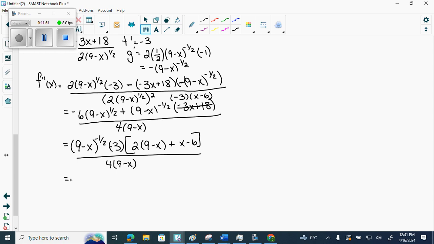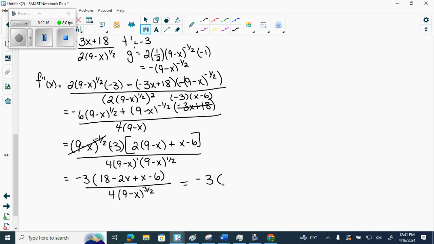And then this can join the bottom. So I get negative 3, 18 minus 2x plus x minus 6 over 4. And then this is 1 plus a half, so it's 9 minus x to the 3 halves. Like that. And then I can collect the terms. So I get negative 3, 2x minus x is negative x plus 12, over 4, 9 minus x to the 3 halves. So what are my critical numbers based off of?